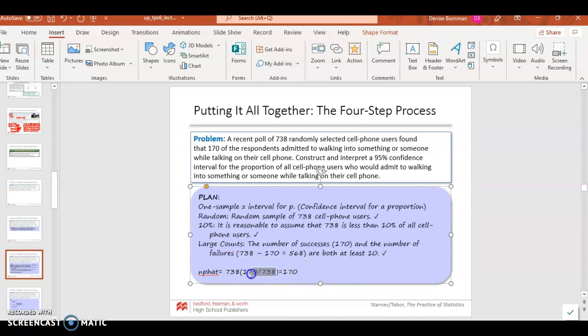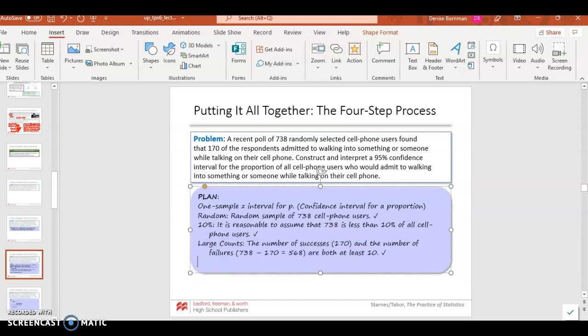Or if you made 170 over 378 into a decimal and you multiplied it by 378, it would be 170. So that's why it looks a little bit different than how we checked it first semester. So here, the number of successes, this is N times P hat, is 170. And the number of failures, N times 1 minus P hat, is just the rest. If this many succeeded, that means 568 out of the 738 failed. In either case, they're both at least 10, so that's met.